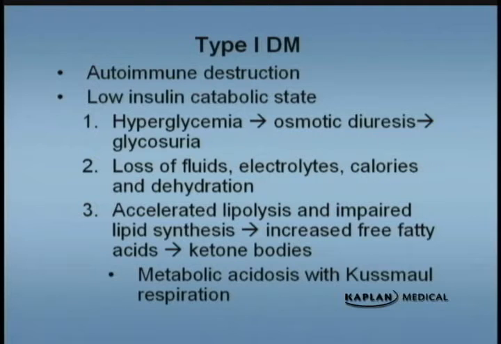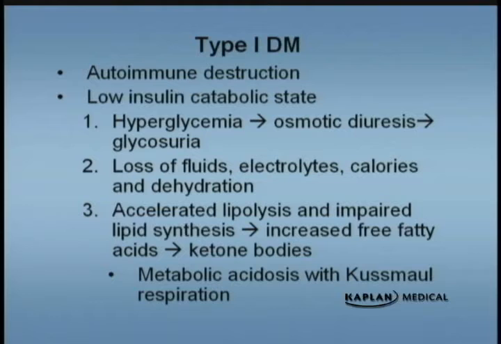The next thing that happens is, since insulin is not present and you can't get carbohydrate into the cell as an energy source, the patients are basically getting hungry and they will eat more. So you have polyphagia. Polyuria occurs because of the glucosuria. So you have the three Ps, polyuria, polydipsia, and polyphagia, and they generally will have weight loss in spite of the fact that they're eating more.